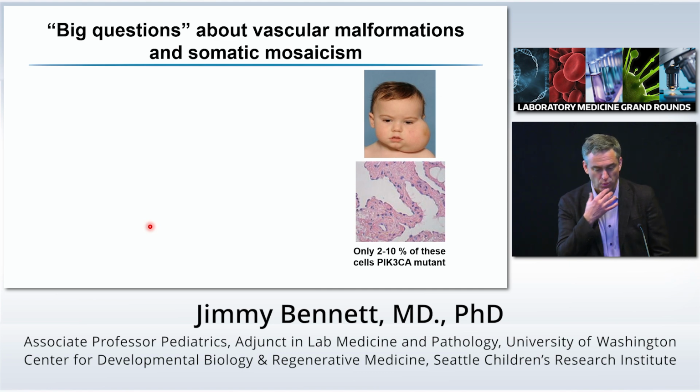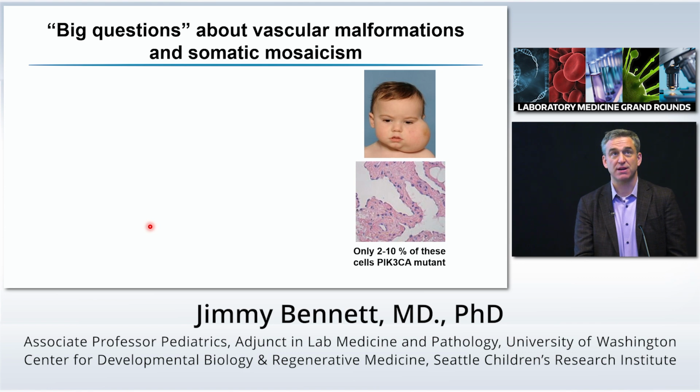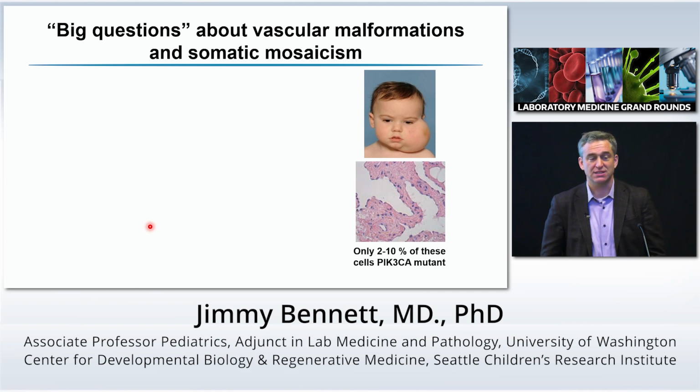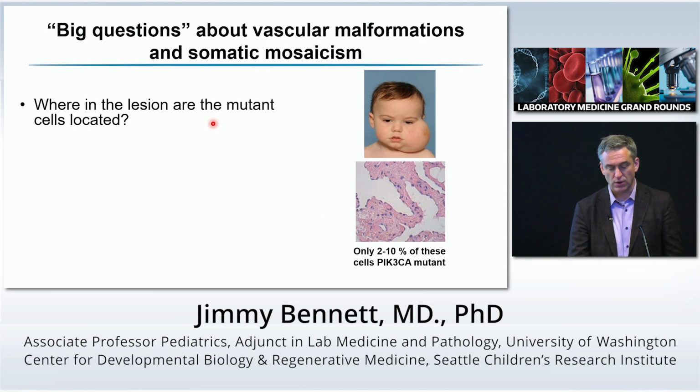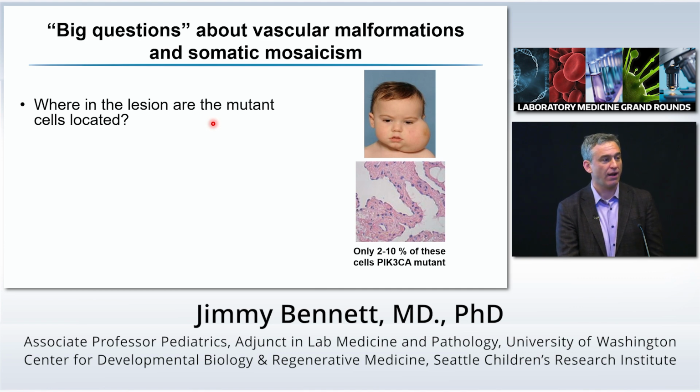Okay, so I wanted to tell you a little bit about some of the big questions about vascular malformation and somatic mosaicism that are unanswered. Some of these are things I've been thinking about for a while, and we still don't have answers. So the million-dollar question for vascular malformations is, how do you get such a large lesion when 95% of the cells in this child's lymphatic malformation are wild type? And so we don't exactly know where the mutant cells are in this lesion.